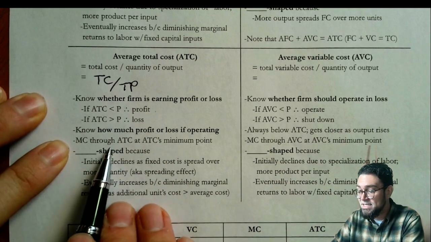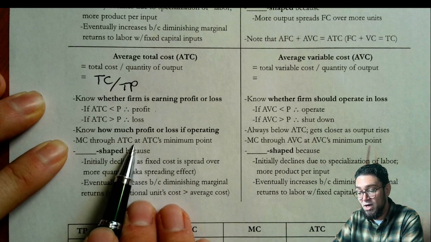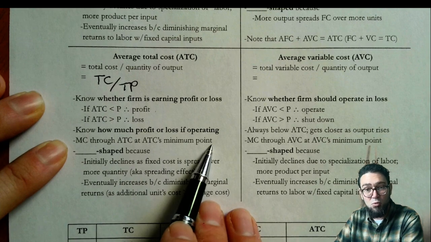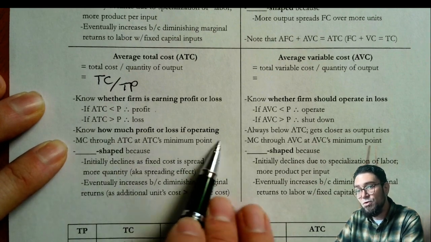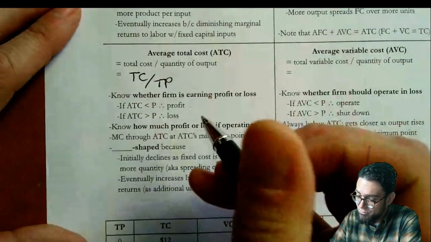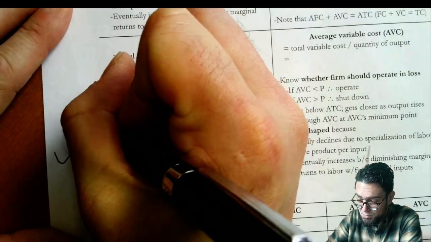Now, the marginal cost has to cross through the average total cost at the average total cost's minimum point. This is a really important graphical thing to understand. So if I say that we've got this marginal cost curve that does one of these, right?